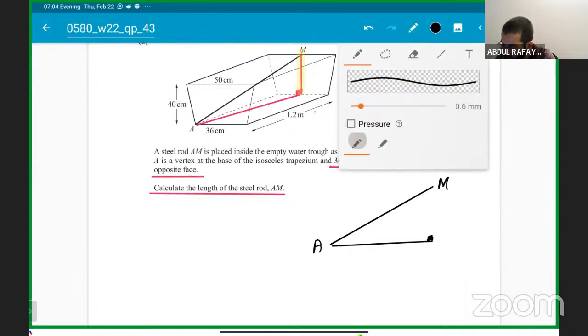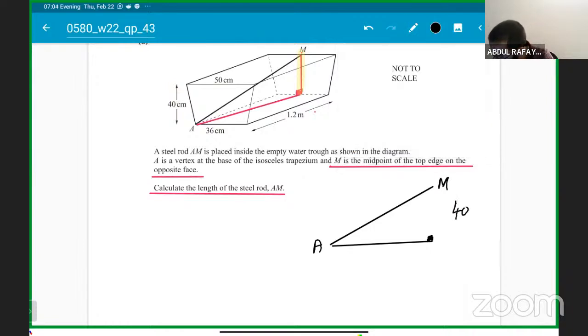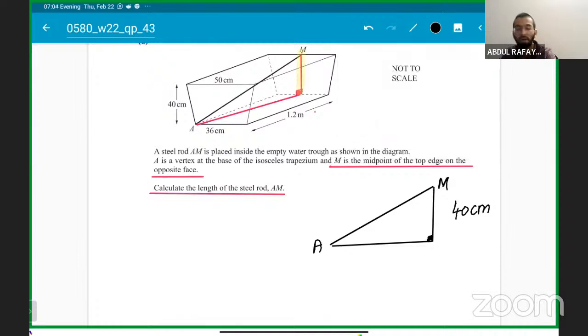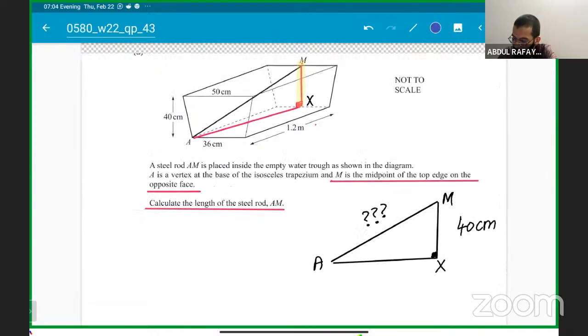So one measurement you already have, students: 40 centimeter. This is what we have to find. So why are they giving 4 marks? They are giving 4 marks because, let's say this is X, you will have to find AX first. And how will you find AX? That is important and tricky to understand.